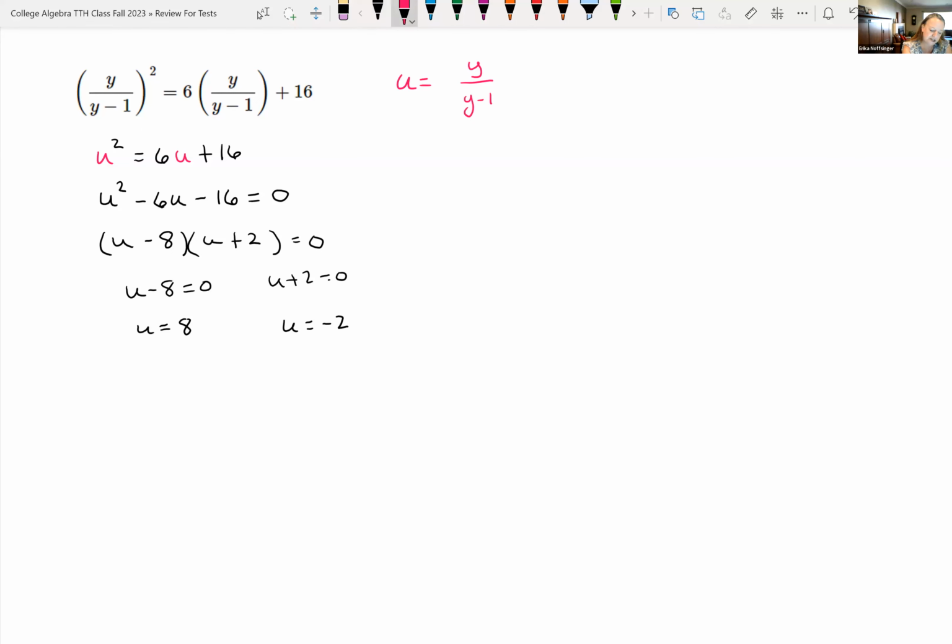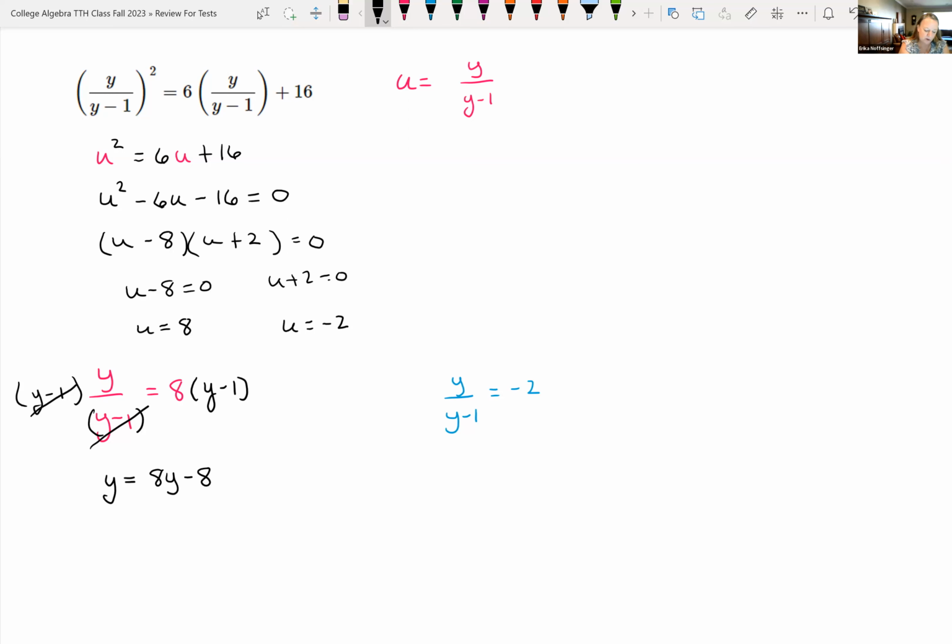So we're going to have two separate equations. We're going to have y divided by y minus 1 equals 8, and we're going to have y all over y minus 1 equals -2. So we want to solve for y here. We can clear our fraction by multiplying by our denominator, y minus 1, on both sides of our equation. So the whole purpose was to get rid of our denominator. The y minus 1s cancel on the left-hand side, and we're left with 8y is equal to, distributing the 8, 8y minus 8.